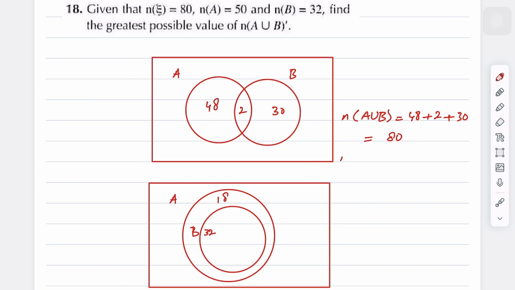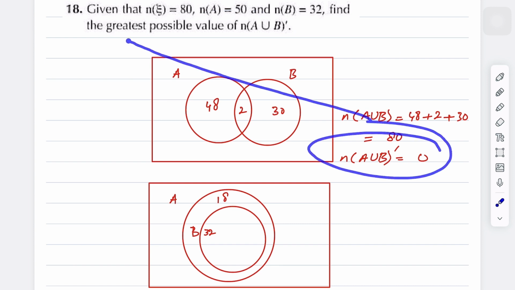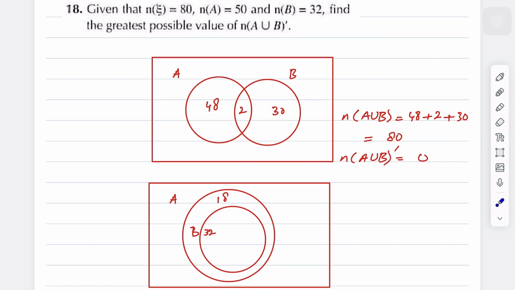And when I say complement of A union B, then we have 0, because now we are talking about this region and there is no element, because this sum is equal to this. When you subtract this from universal set, your answer is 0. So this is one possibility, and of course they are interested in the greatest value, so this is not going to be your final answer.